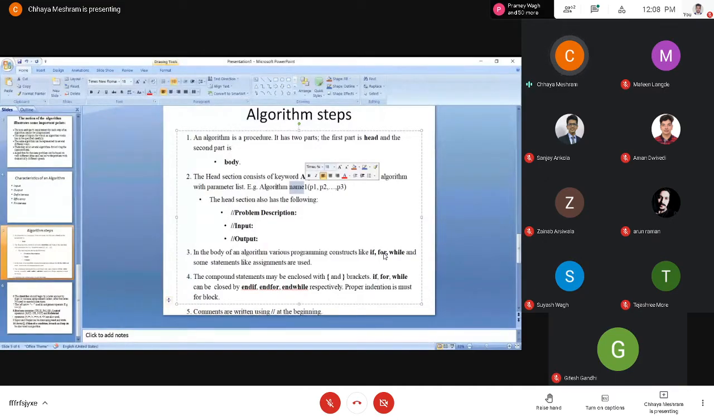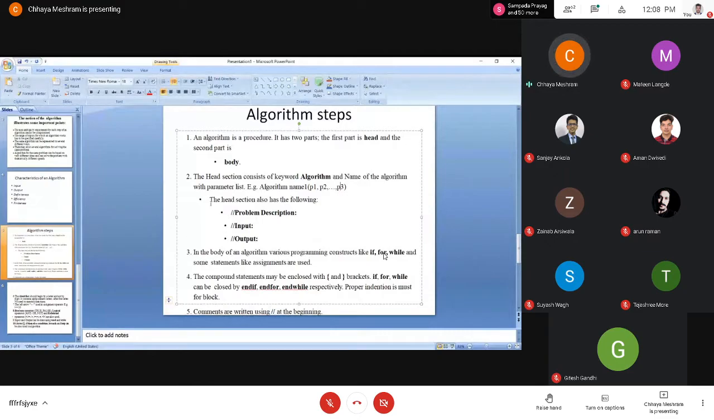For example, if I want to write the algorithm for addition of two numbers, I have to write: algorithm addition, then a, b. But as I told you, there are no fixed instructions for how we have to write the algorithm. These are some points with the help of which we can see how an algorithm can be written, but these are not fixed; it doesn't have to be exactly like this.